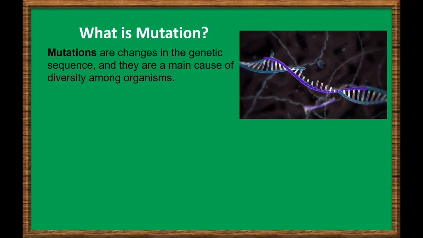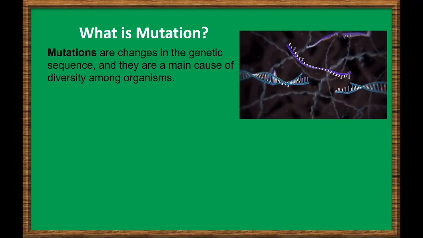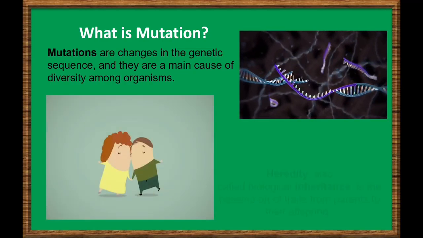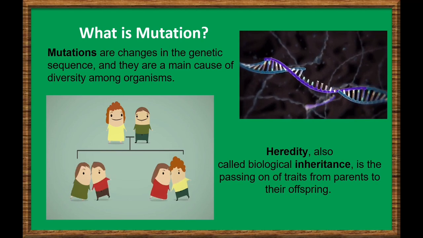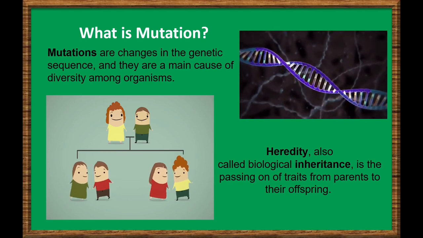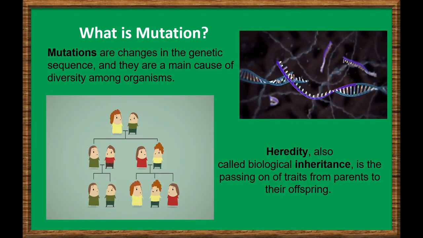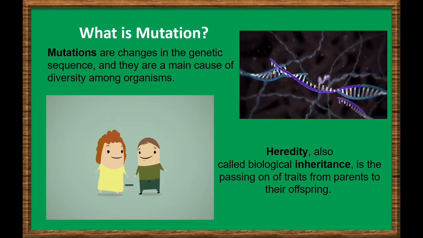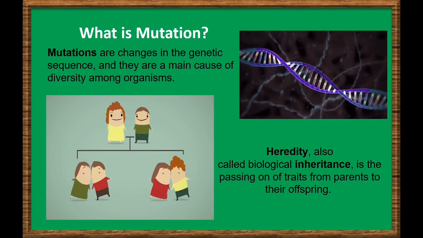In biological systems that are capable of reproduction, we must first focus on whether they are heritable. Heredity, also called biological inheritance, is the passing on of traits from parents to their offspring. Keep in mind that some mutations affect only the individual that carries them, while others affect all of the carrier organism's offspring and further descendants.